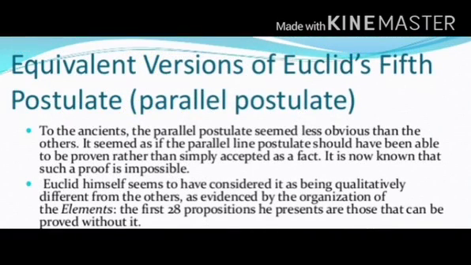Equivalent versions of Euclid's fifth postulate, meaning the parallel postulate. To the ancients, the parallel postulate seemed less obvious than the others. It seems as if the parallel line postulate should have been able to be proven rather than simply accepted as a fact. It is now known that such a proof is impossible. Euclid himself seems to have considered it as being qualitatively different from the others, as evidenced by the organization of the Elements. The first 28 propositions he presents are those that can be proved without it.